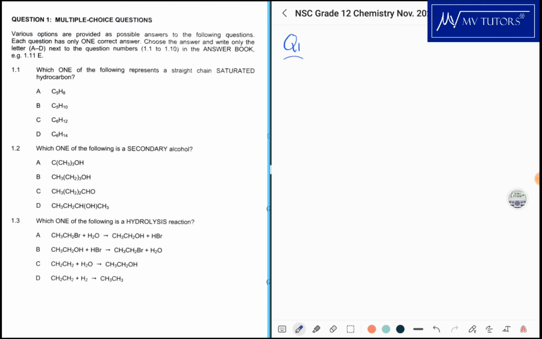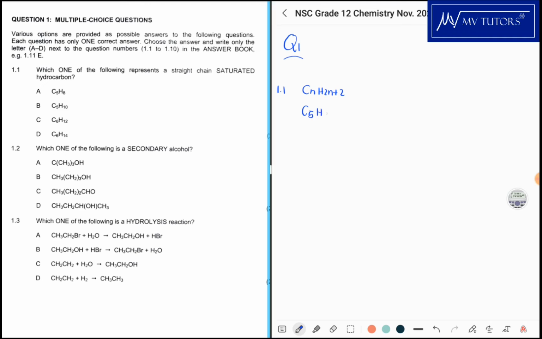So let's get right to it. So multiple choice questions. 1.1, which one of the following represents a straight chained saturated hydrocarbon? So they put there in capital letters saturated, meaning that we're looking at alkanes, and the formula for an alkane is CnH2n plus 2, right? And here I see we have C5 and we have C6, so we need to choose which one is correct. Let's start with C5.